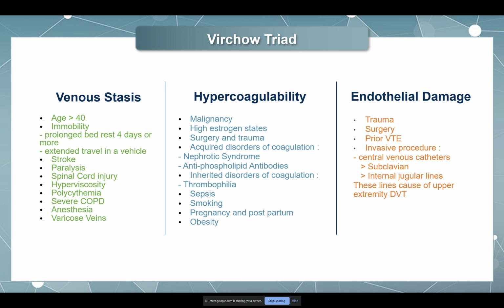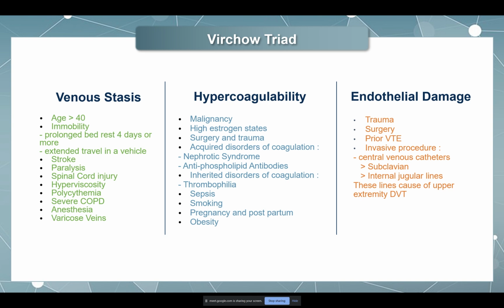So for venous stasis: patient age more than 40, immobility, patient with prolonged bed rest for more than 4 days, extended travel in a vehicle, stroke patient, paralysis, spinal cord injury patient, hyperviscosity, polycythemia, severe COPD, anesthesia, and varicose veins. These are examples of venous stasis.